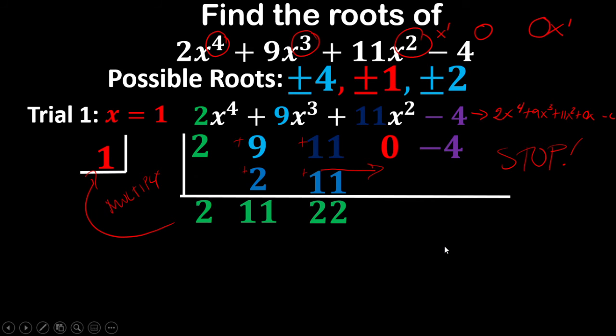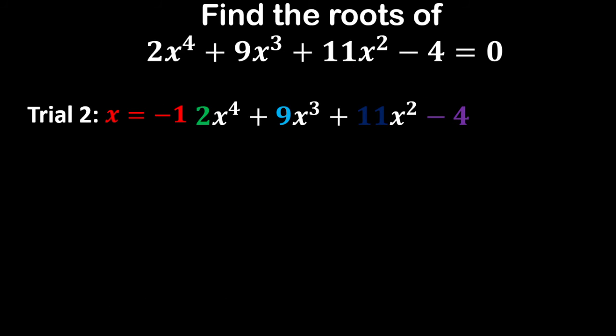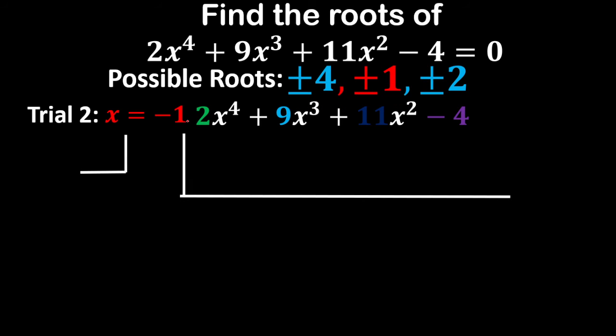Okay? 22 times 1 is 22. 0 plus 22 is 22. 22 times 1 is 22. Negative 4 and 22 is 18. And the remainder is not equal to 0. Therefore, 1 is not a root of the equation. Okay? Next, pa naman pag negative 1? What if it is negative 1?